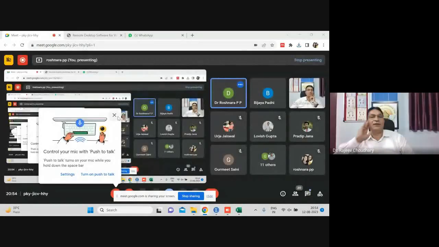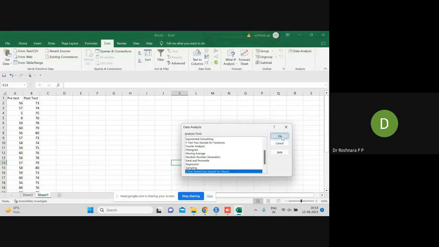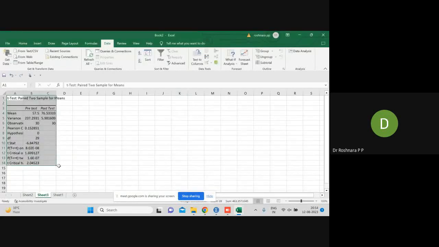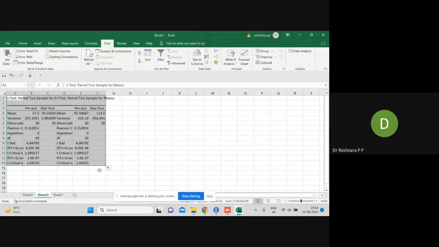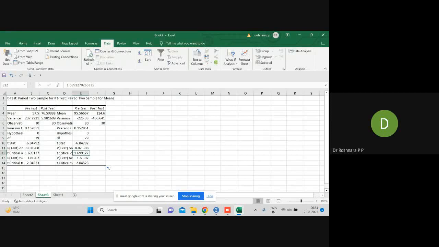Okay, it's visible. Open Excel. So this is my Excel pre and post test values. So I go to data analysis, t-test paired two sample for means. And then the data set is fine with the labels. It's already been selected. So I click OK. And my values, your p-value is? Sir, the two tail one is 2.04.